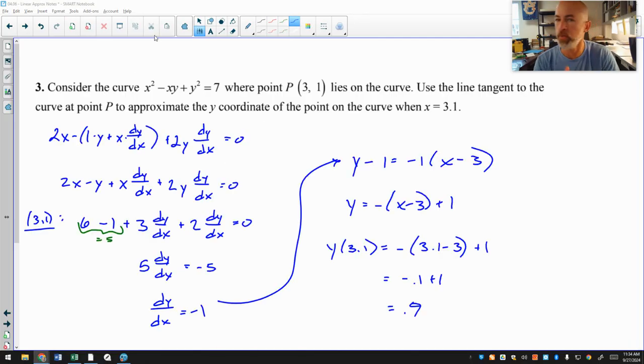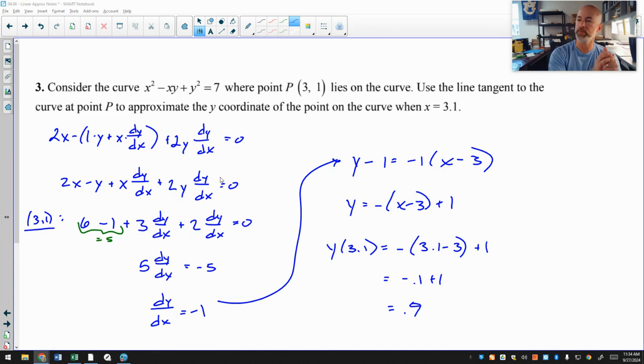All right, so here's my work for number 3. It's an implicit differentiation problem. The point (3, 1) is lying on this curve, and it says use the line tangent at P. So I need a slope. I already have the point. The slope's going to be a little bit more complicated. So we do the product rule with xy within our implicit differentiation. I distributed my negative and cleaned it up.